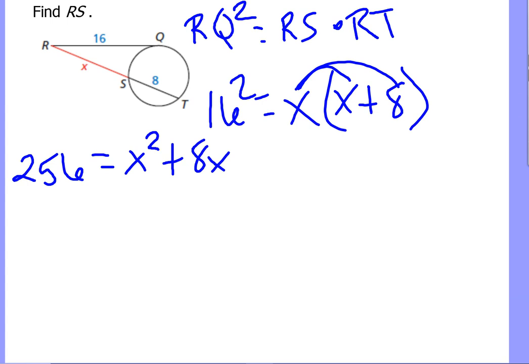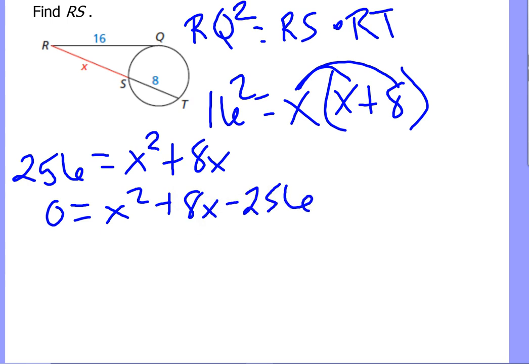And so if this is the case, what we need to do for a quadratic equation is get it set equal to 0. So we're going to go ahead and subtract 256 on both sides. This is how we solve our quadratic equations. Remember, you have a couple of ways to go about this.